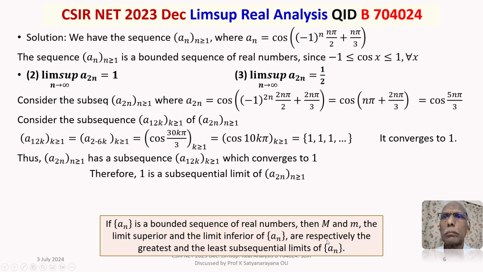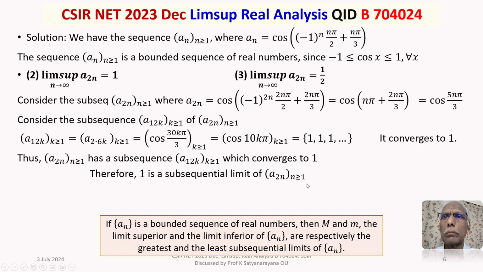So, what does it say? It says you collect all subsequential limits of the sequence, then take the greatest value, and that will be the limit superior. Now, we have calculated one of the subsequential limits of the sequence a_2n, n greater than or equal to 1. But what is our a_2n? It is a cos function.